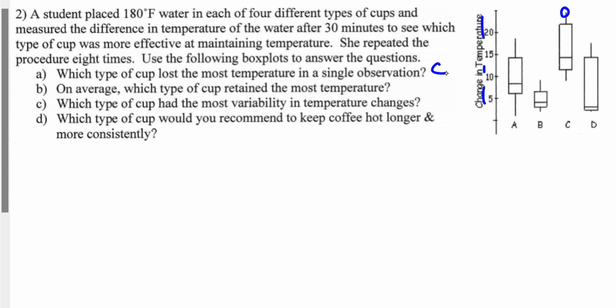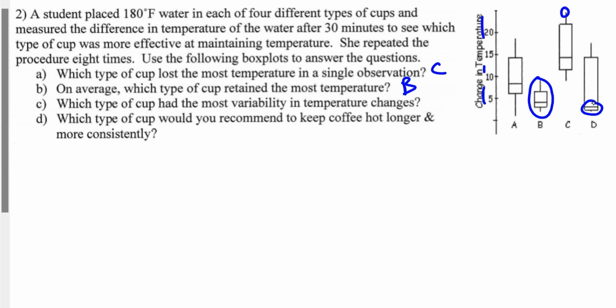On average, which type of cup retained the most temperature? It's hard to do averages, but if I look at this, this is a very small box plot compared to the rest, and they're all very close to the top. I should say bottom, the zeros. So I would argue that it's B. Now you could look at D and say it looks like half of the data, because that median splits it in half, is very good. It's very low. But then there is some more variability.